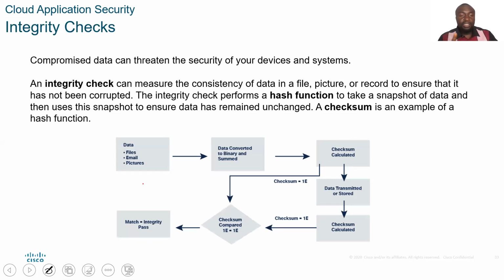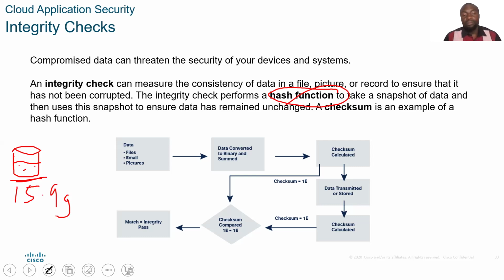Integrity check. An integrity check can measure the consistency of data in a file, picture, or record, to ensure that it is not corrupted. The integrity check performs what we call a hash function. What is this hash function? Okay, let me use an example. It's just like saying, I have a pot and then I put water inside. Inside this pot and this water, then I go and weigh it.